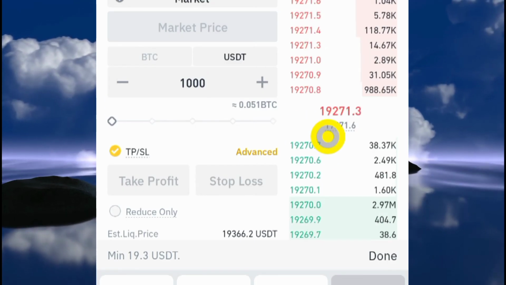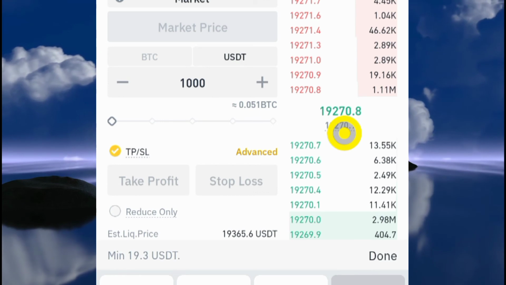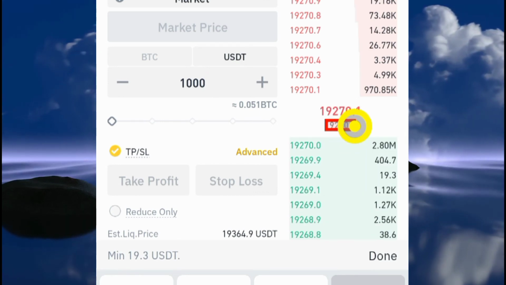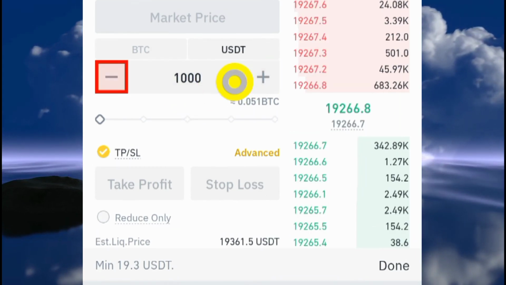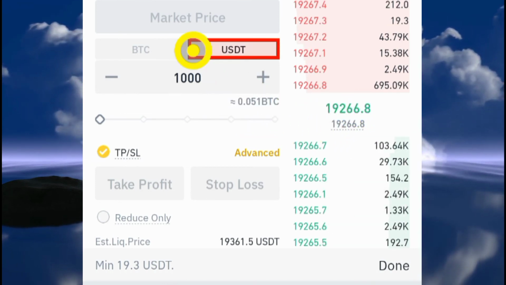As you can see here, the price is fluctuating. They could buy for you at 19,270. They could buy at 19,2701. So you could buy $1,000 worth of Bitcoin at any of those fluctuating prices. So that's what it means.